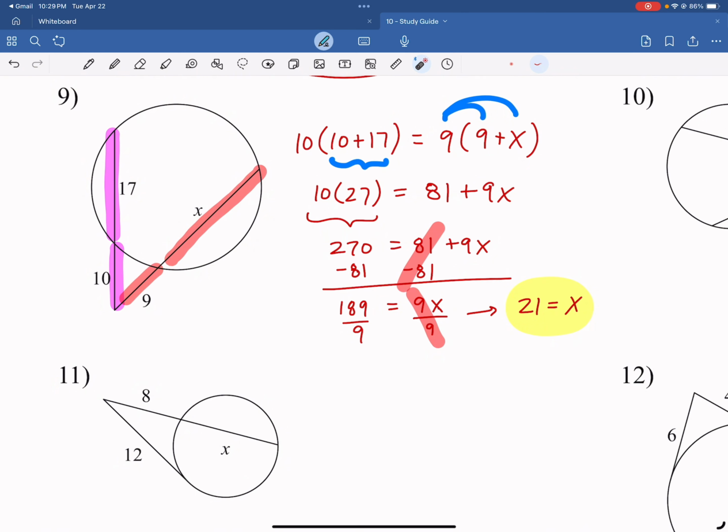Again, to check your answer, if you plug it in, don't expect it to add up to the same number. They don't, right? This will become 30. This will become 27. So again, that's not a way that you want to check these kind of problems.